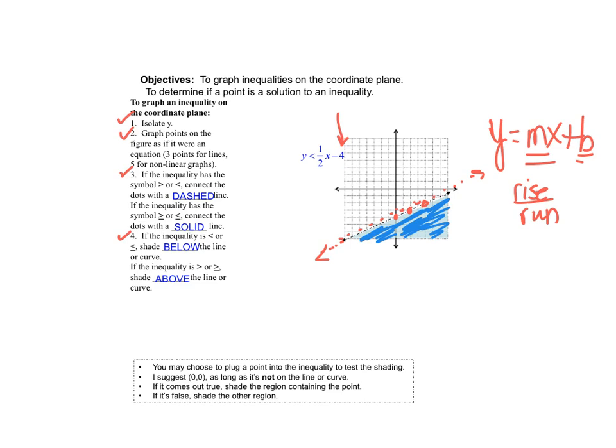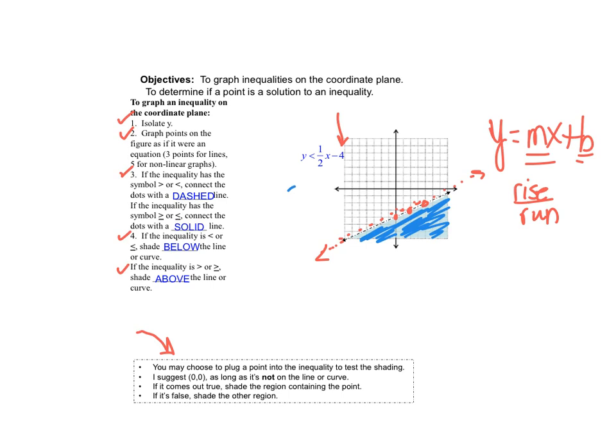However, if it's something that is above the line, greater than or greater than or equal to, we're going to shade above the line. Now, take notice down here that you could definitely plug in some points to test the shading area. I love testing 0, 0. As long as it's not on the line or the curve, we could test it. So let me go ahead and show you how to test 0, 0.